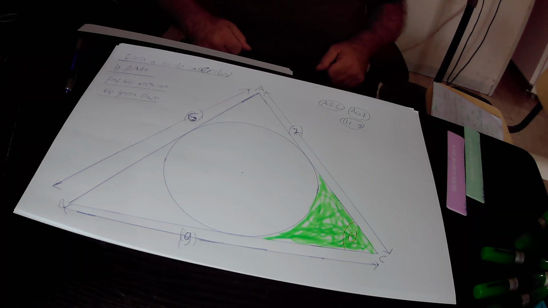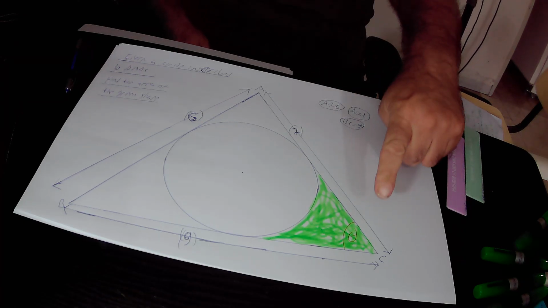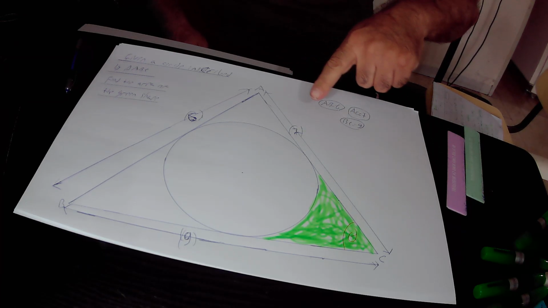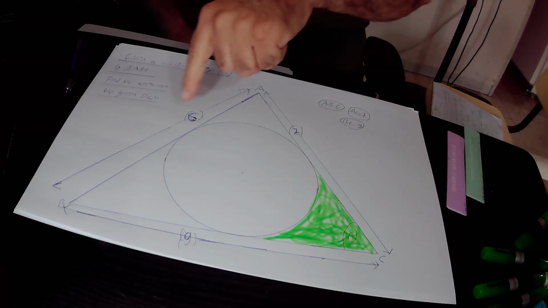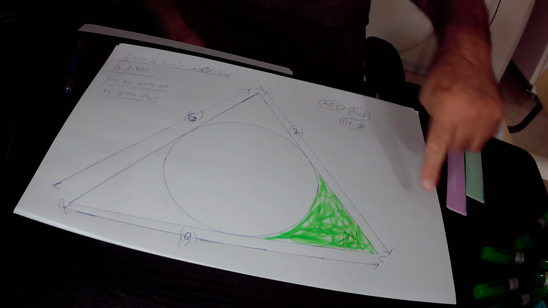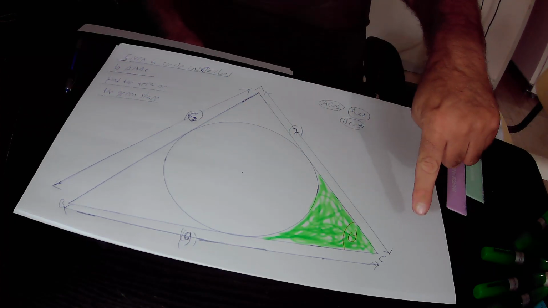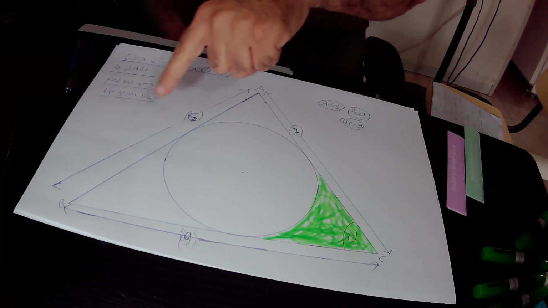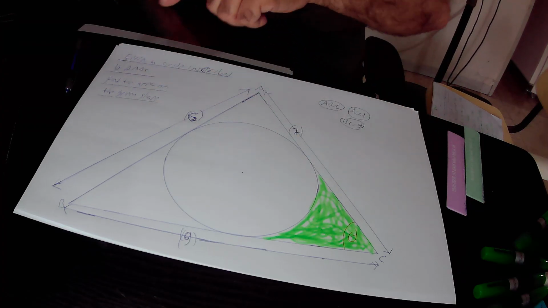According to the law of cosines in this triangle ABC, cosine theta equals AC square plus CB square minus AB square over 2 times AC times CB. So write it down.